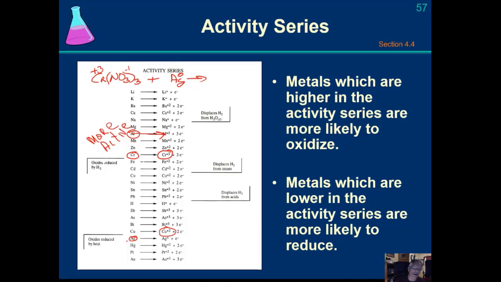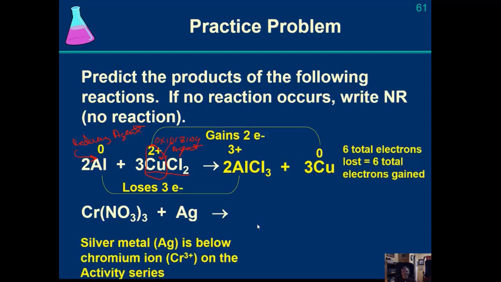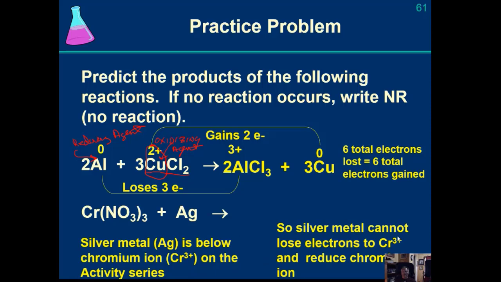It's not very active relative to chromium, and so that reaction is not going to happen. It's a no reaction. Okay, hopefully you're getting a handle on how to make these predictions. So this is a silver metal below chromium ion, chromium +3, on the activity series. Silver metal cannot lose electrons to chromium +3 and reduce the chromium ion, so we give it a no reaction.